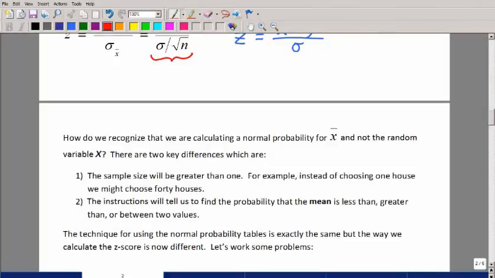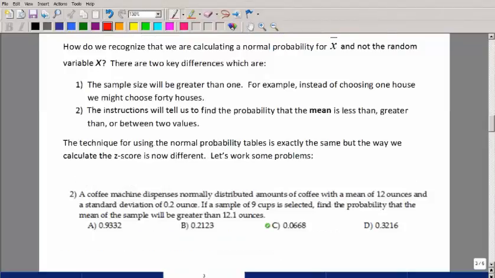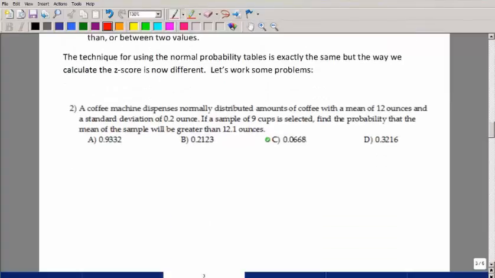Also, the question will guide you there if you're paying attention. The instructions will tell us to find the probability that the mean is less than, greater than, or between two values. So it's going to tell you there's more than one value, and the question will be asking for the mean. It might say average, but many times it will say the mean is less than or greater than. That's how we would know that it's the sample mean, the x bar. All right, so let's look at some problems here, and I'll point out the key features as we do these.